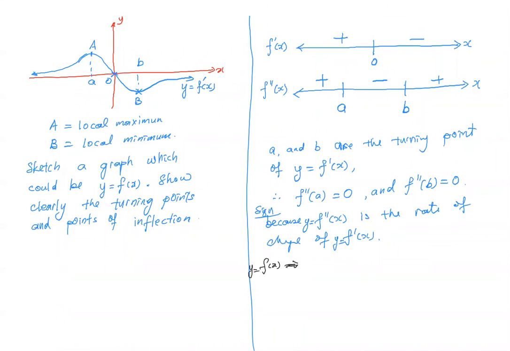Can you tell me the location of the turning point? 0. So we will say that the local maximum is at x equal to 0. So now we want to talk about the inflection point. Both inflection points are non-horizontal, agree?